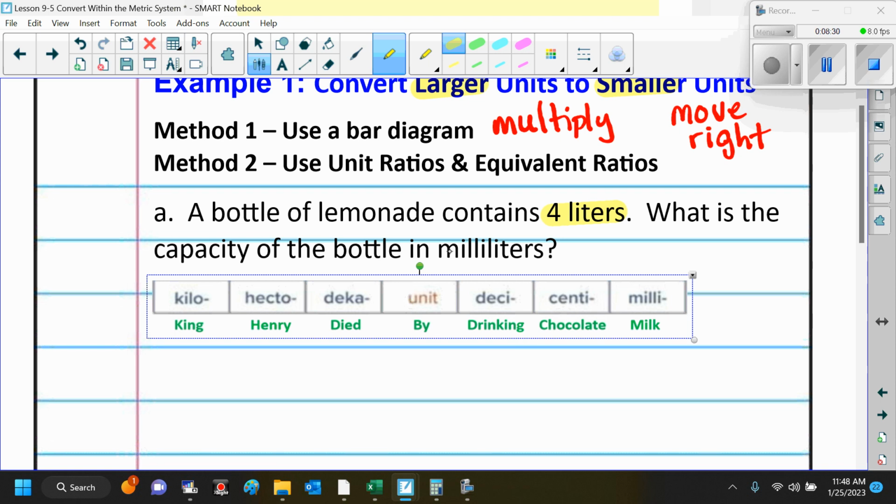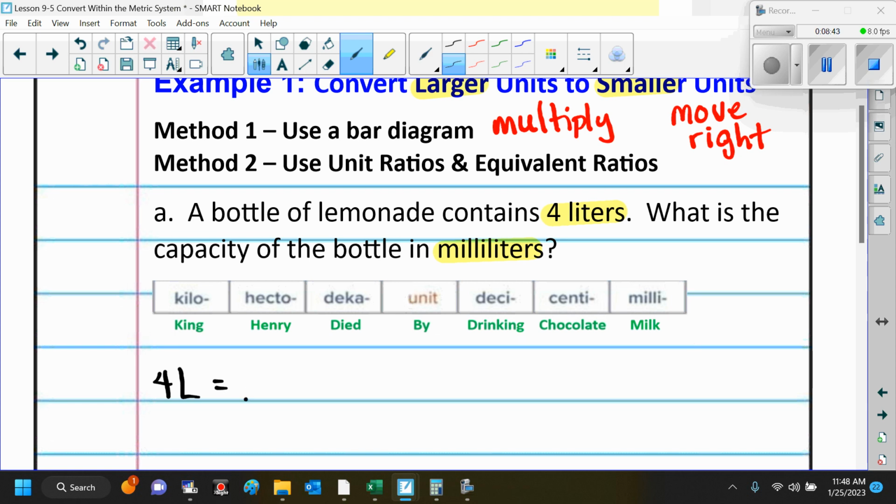Liters to milliliters. Very good. So we're going from liters to milliliters, so we'll just write that down as a reminder. We have 4 liters, with a capital L, is equal to, and we're converting to milliliters. The way we write milliliters is little m, large L.